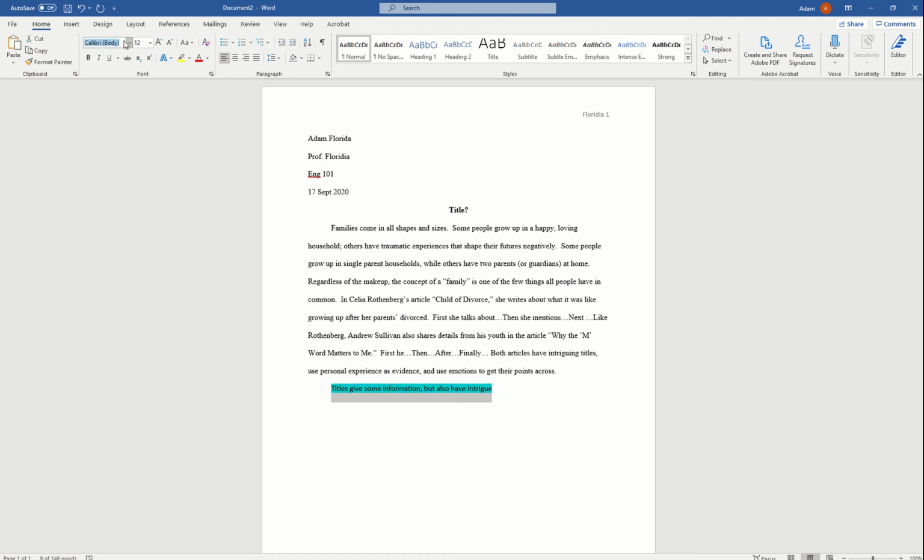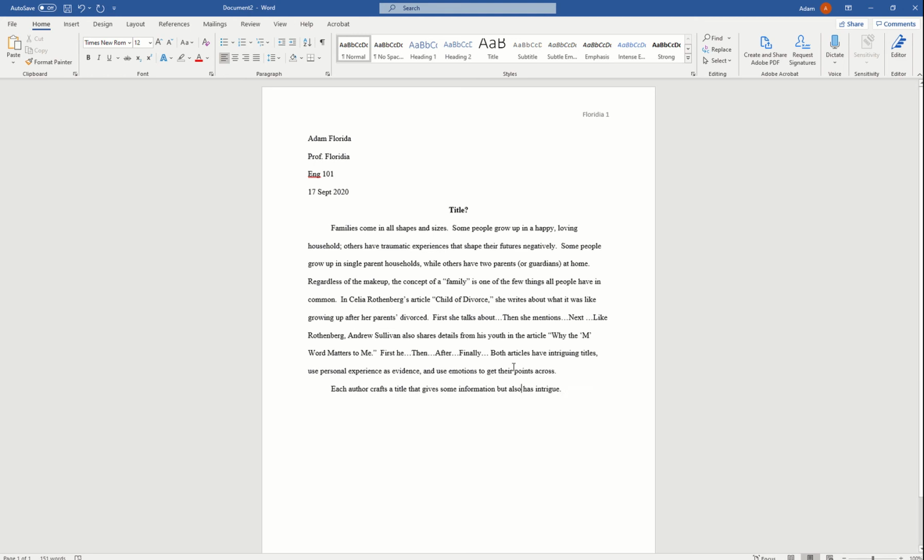Now remember, because I wrote that as an outline, I didn't do my best writing. Titles give some information but also have intrigue. Let's see if I can pretty that up. First, I'm trying to unhighlight it. Each author crafts a title that gives some information but also has intrigue. Yes! Okay, topic sentence is good.